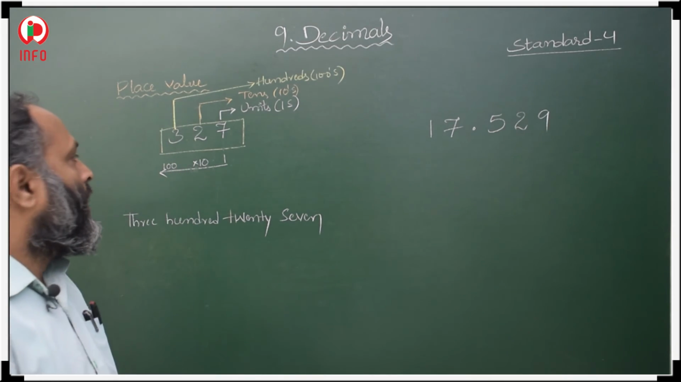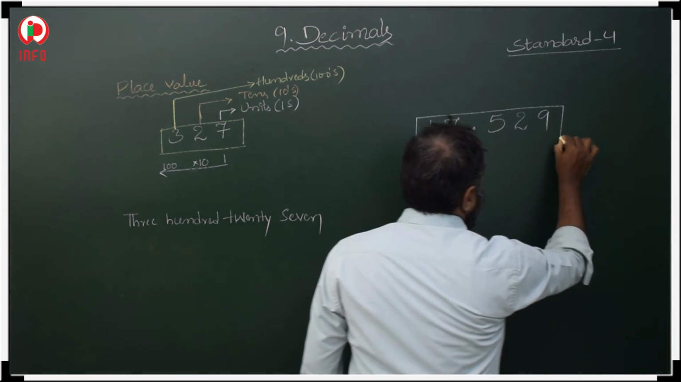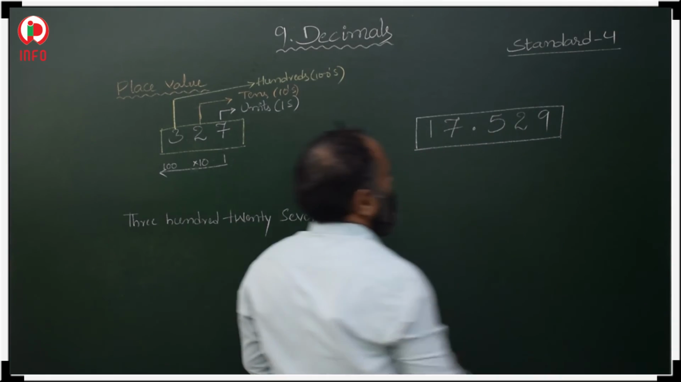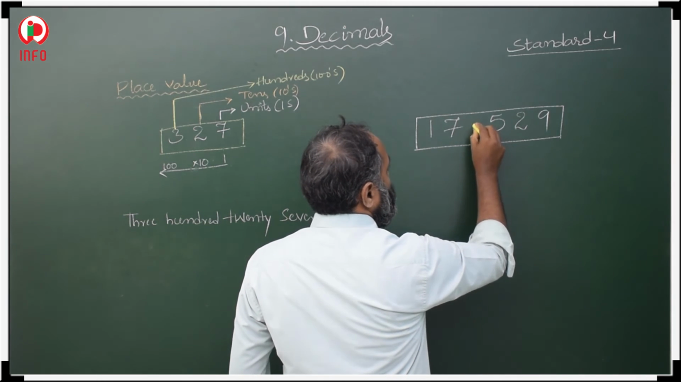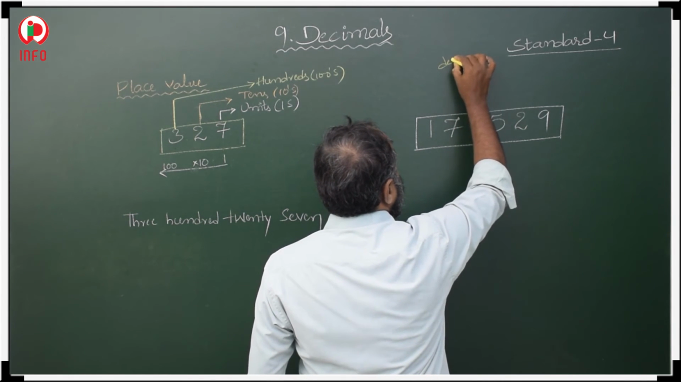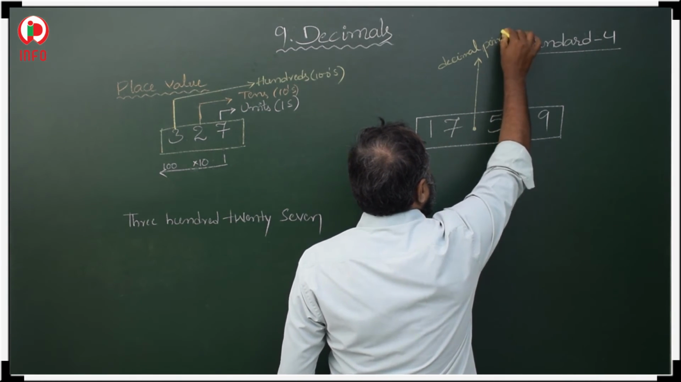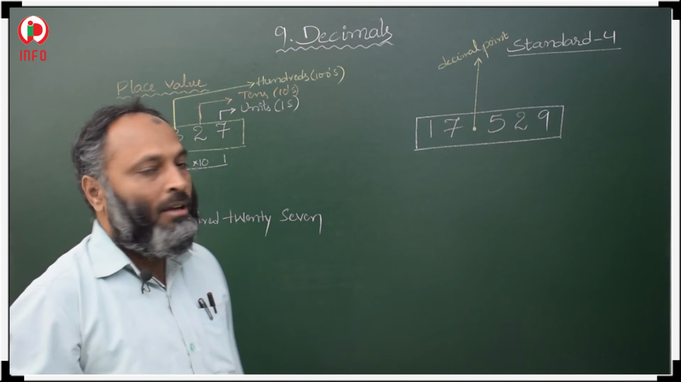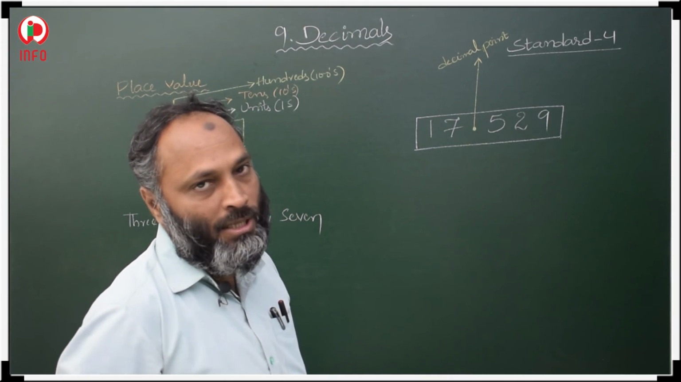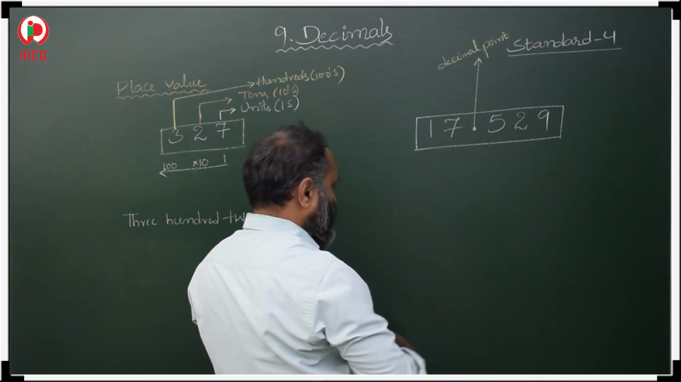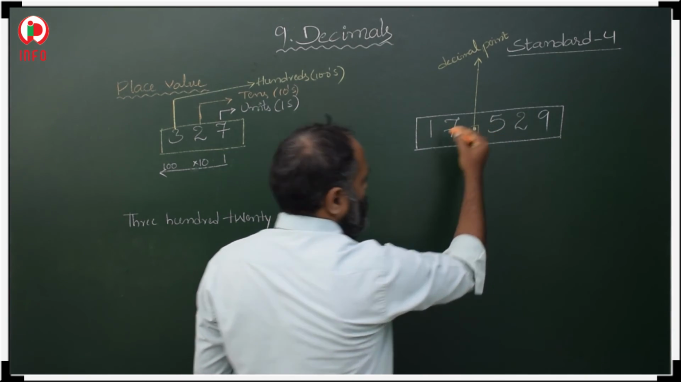Okay. Now, if a decimal number is there, then how to read? This is our decimal number. So, how to know this is a decimal number? Here a decimal point is there. This is our decimal point. So, where does the decimal point come? The decimal point is in between units and tenths place. It means the decimal point has places on the right side and the left side.